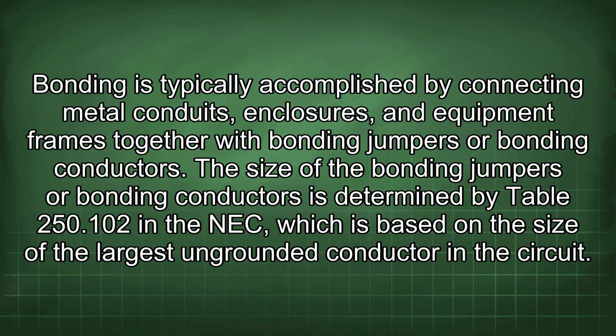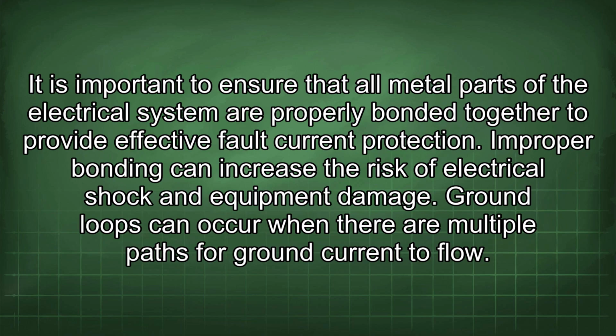The size of the bonding jumpers or bonding conductors is determined by Table 250.102 in the NEC, which is based on the size of the largest ungrounded conductor in the circuit. It is important to ensure that all metal parts of the electrical system are properly bonded together to provide effective fault current protection. Improper bonding can increase the risk of electrical shock and equipment damage.